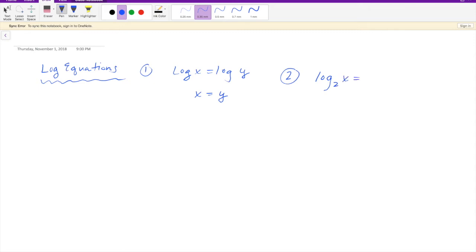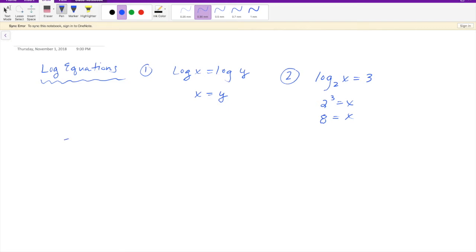The other strategy is, can I make it so that I have log, of whatever base, is equal to some number? In which case, you can just rewrite it as an exponential expression, right? 2 to the 3 equals x, so x equals 8. So when you're given any log equation, those are the two things you want to ask yourself: can I rewrite this as a log equals log or log equals a number? And if I can do that, then I'm golden.